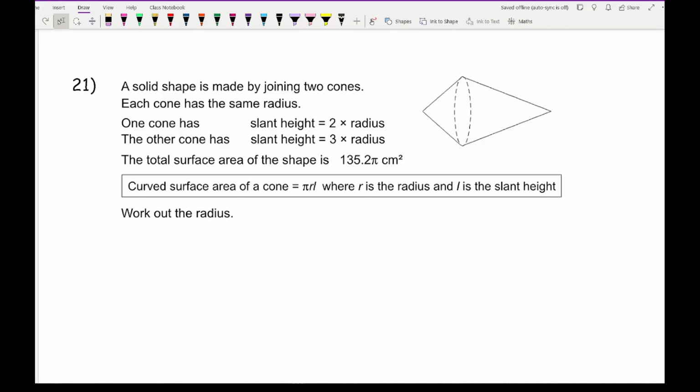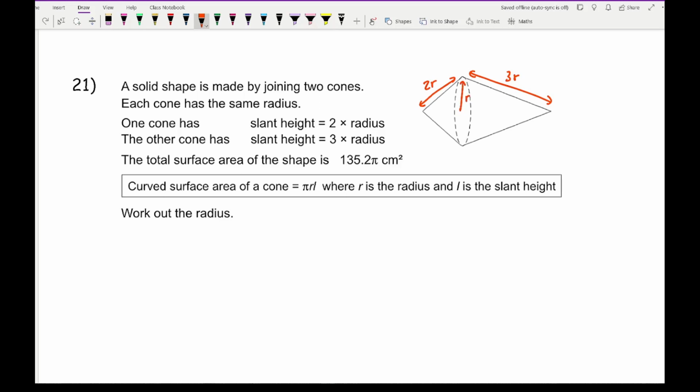Now moving on to question 21, it says that a solid shape is made by joining two cones. Each cone has the same radius. One cone has a slant height of 2 times the radius. The other cone has 3 times the radius. The total surface area of the shape is 135.2 pi, and the curved surface area of a cone is pi r l. And the question is asking us to work out the radius. So this length here is 2r, and this length here is 3r, and this length here is r.